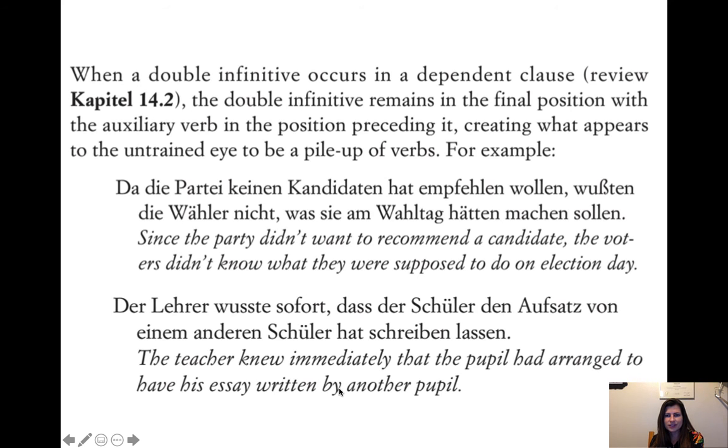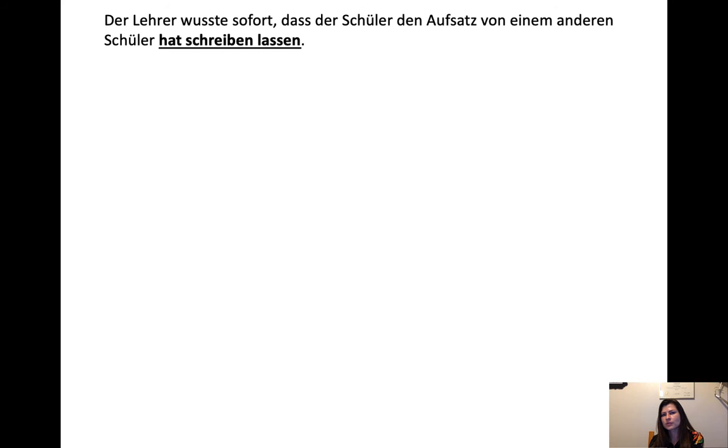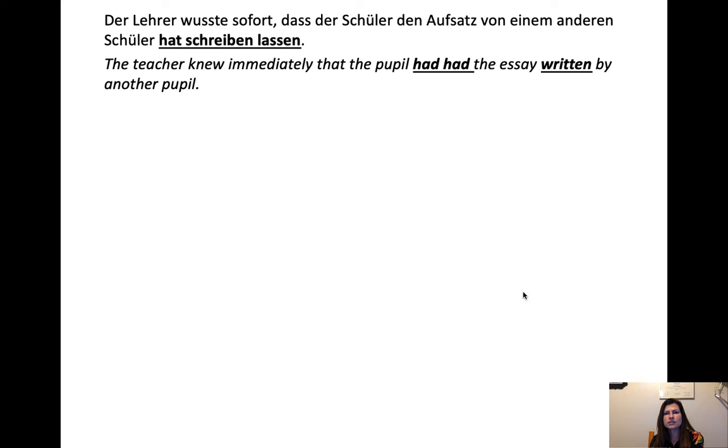So I think the reason that's more verbs is because they put in this arranged because it sort of conveys that idea of lassen, to have someone do something for you. But you could also just translate this a little simpler with you have something done for you, but in the past tense, so you end up with had. The teacher knew immediately that the pupil had the essay written by another pupil. So this first had is for the past tense, and the second had is the idea of arranging for someone else to do something for you, right? So that second had is lassen, right? And then that first had is indicating past tense.